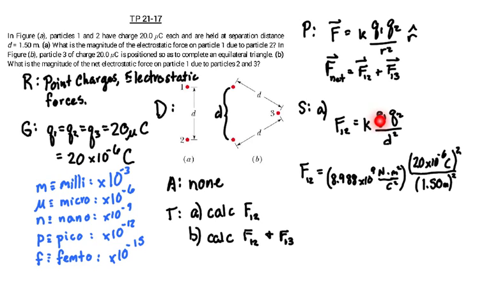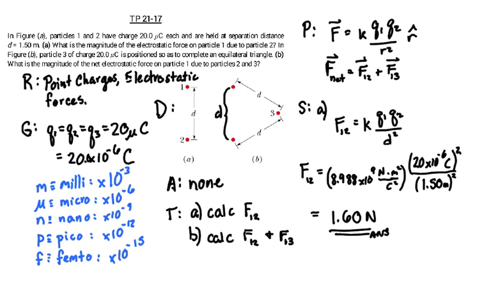So I have Q1 times Q2. Well, since both of my charges are equal to each other, I can just take one of the values and square it. We do measure charge in terms of coulombs, and our distance between particle 1 and particle 2 is 1.5 meters. And our answer is 1.60 newtons. We had 3 sig figs for our charge and 3 sig figs for our distance. We have 4 sig figs here, but it's the lowest number that counts.